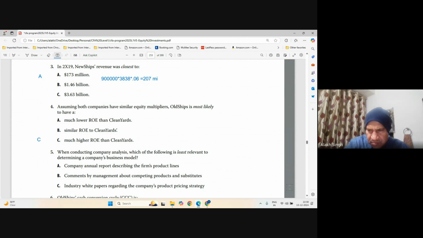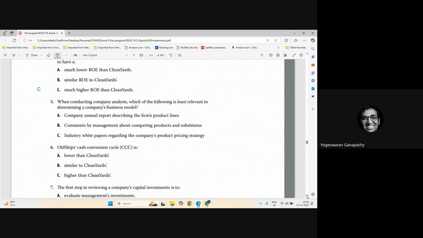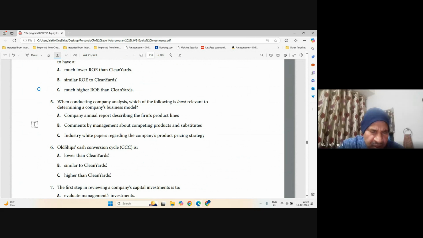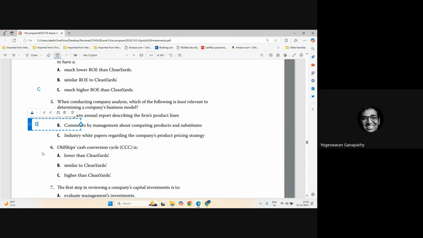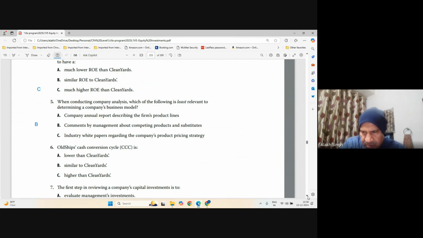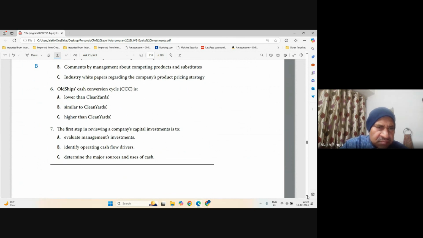Question 5. When conducting company analysis, which of the following is least relevant to determine a company's business model? Company's annual report, comments by management about competing products and substitutes, industry-wide papers regarding company's product pricing strategy. Comments by management, very good. That is an update, not industry analysis. So once we do the update, then only it will be.